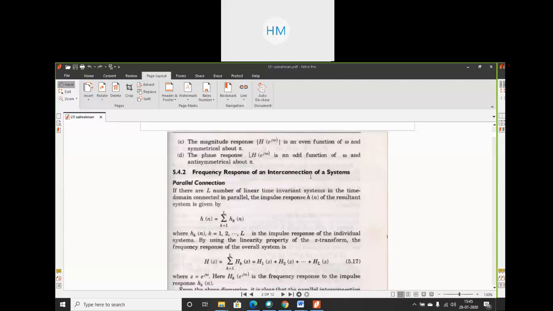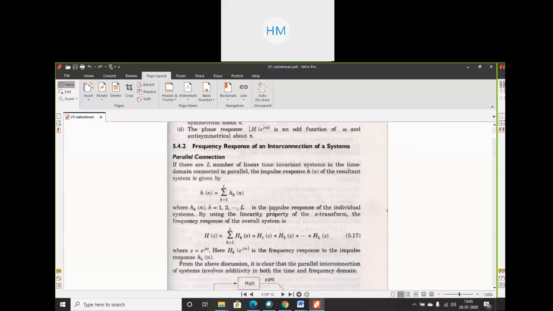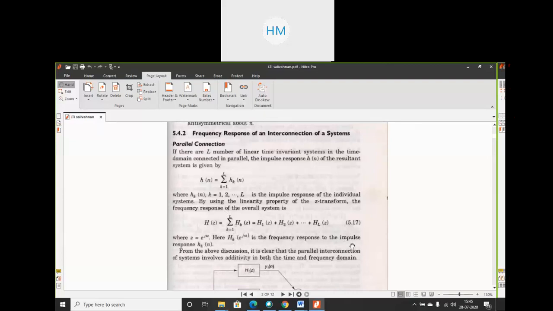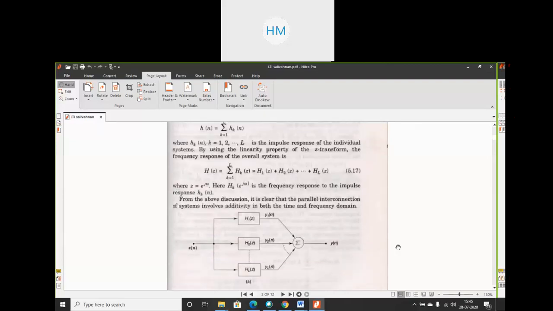Now, frequency response of an interconnection of a system. If there are n number of systems which are connected in parallel, you can find out the frequency response very easily. I have L number of systems connected in parallel. So h of z is equal to the summation over k from 1 to L of h k of z, where k varies from 1 to L. So I can have parallel interconnection of systems also.